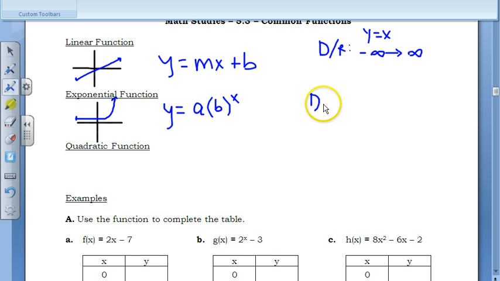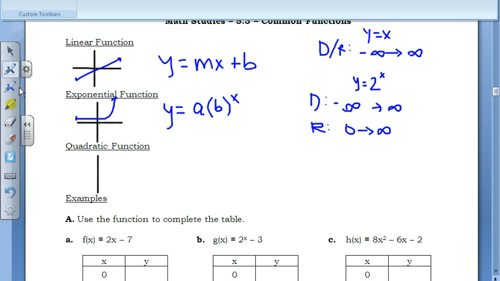The domain of the parent function, and I'm going to use y equals 2 to the x as my parent function, is negative infinity to infinity, because we can see that it keeps going forever and forever in both the negative and positive horizontal directions. The range of the parent function is 0 to infinity. So we can see that it never goes below the x-axis, so 0 is the lower boundary, but it does keep going up forever, so infinity is the upper boundary.